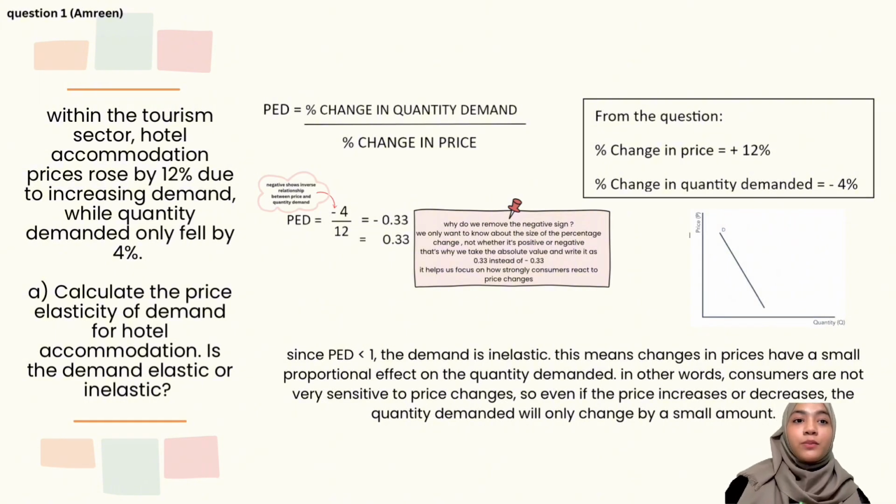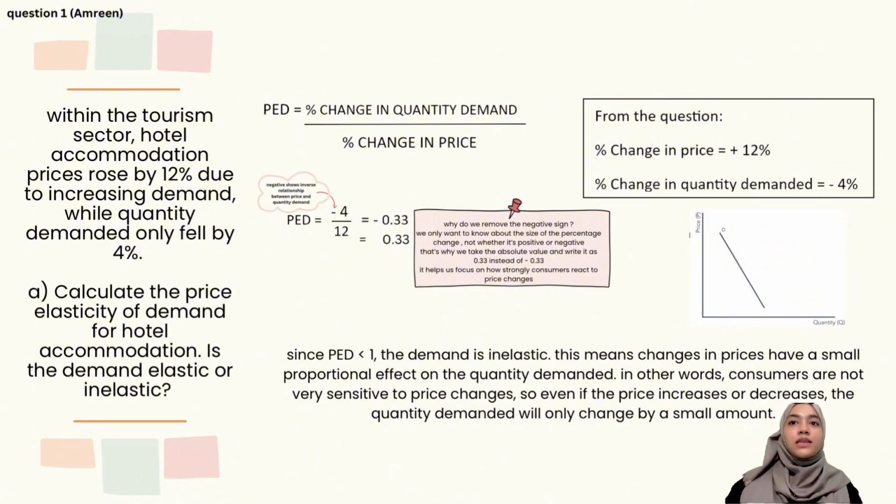So why do we remove the negative sign from negative 4? We only want to know about the size of the percentage change, not whether it's positive or negative. That's why we take the absolute value and write it as 0.33 instead of negative 0.33. It helps us focus on how strongly consumers react to price changes. So the negative will only represent the quantity demanded and price relationship.